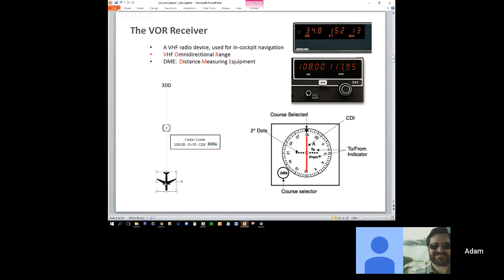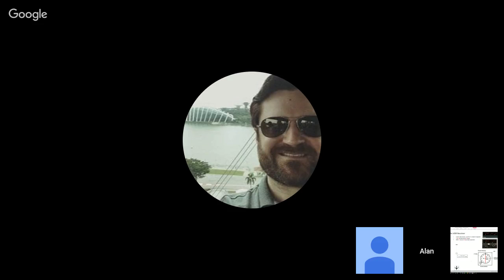Yeah, we could be flying in this direction, and if your course selector is on 300, you'll still have a to flag. So the VOR gauge does not care what heading you're flying; it just cares where your airplane is in relationship to the actual station.